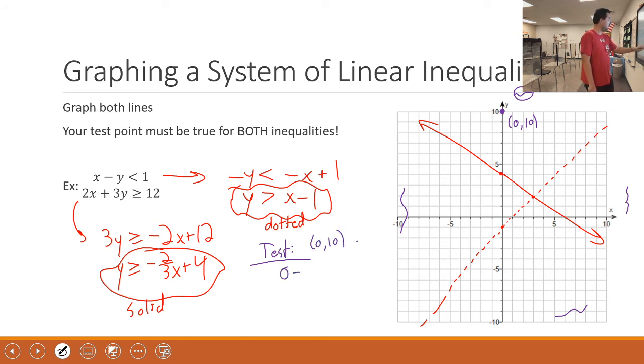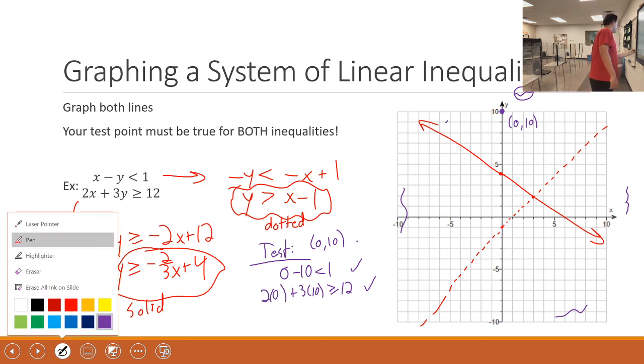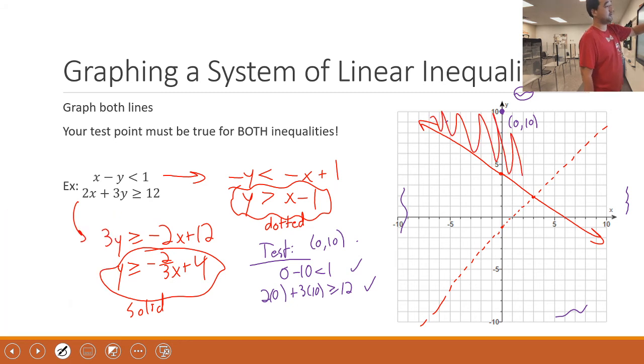Is 0 minus 10 less than 1? Check. Is 2 times 0 plus 3 times 10 bigger than 12? Yeah, so 30 is bigger than 12. Check. So this was the correct region.